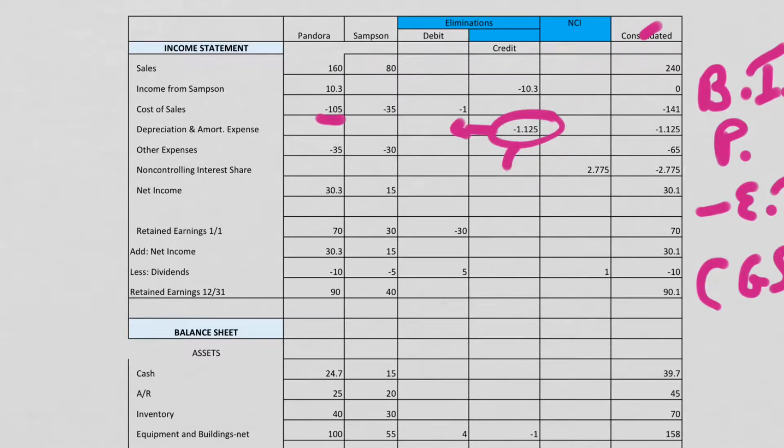How did I get to 1.125? That is the additional amount that we have to amortize for the 40 put towards the 40 years, I should say, put towards the intangible, which is 5.